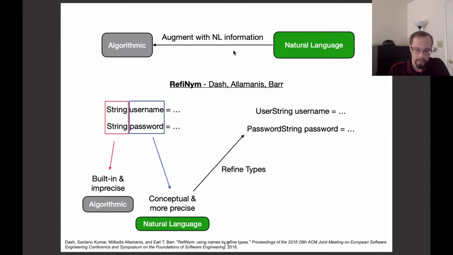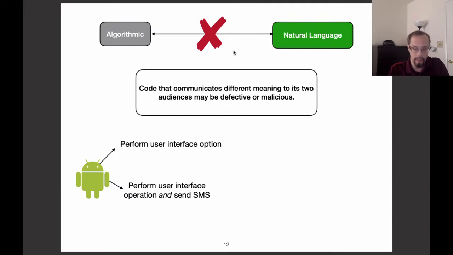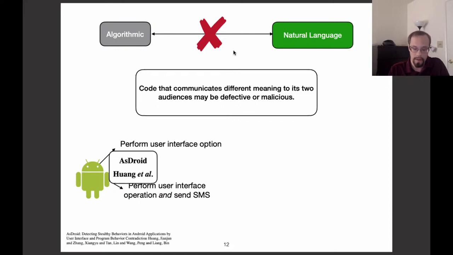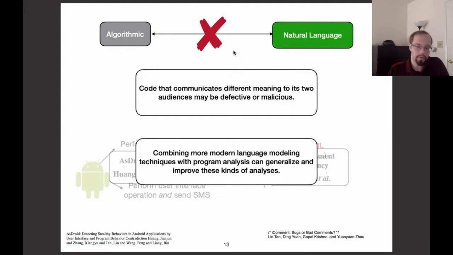We can also consider that when the information contained in each channel is different, it might indicate malicious or even defective code. Some earlier work from other authors has made use of this idea. From Asdroid, which found malicious Android apps by contrasting which text was presented to users with what apps actually did, to the code comment consistency work by Lin Tan et al., finding stale comments that conflicted with the written code that might need to be updated. We would like to push for a refocus on these kinds of analyses using more modern language modeling techniques and generalizing to use all the information in each channel of source code.